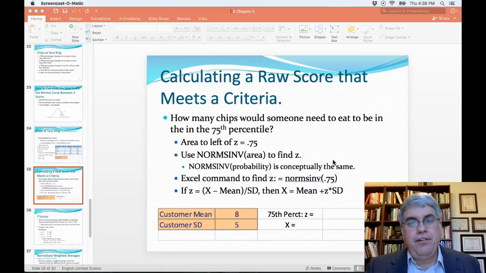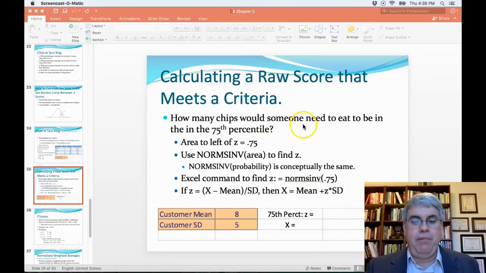Let's look at how we can calculate a raw score that meets some criteria, such as the score that's in the 75th percentile or the score that's in the 10th percentile. So, continuing our study of the 5 girls who eat chips, we want to know how many chips would someone need to eat to be in the 75th percentile.